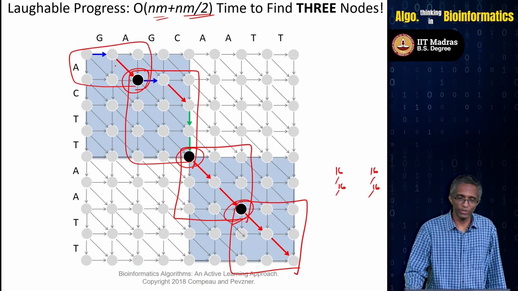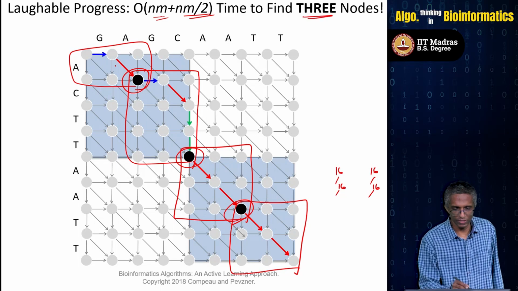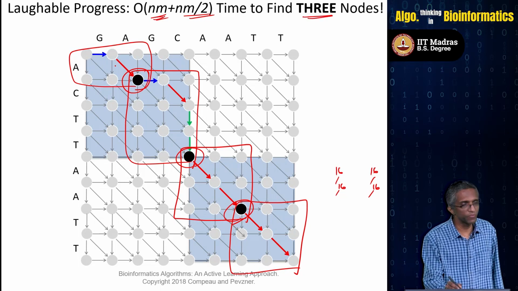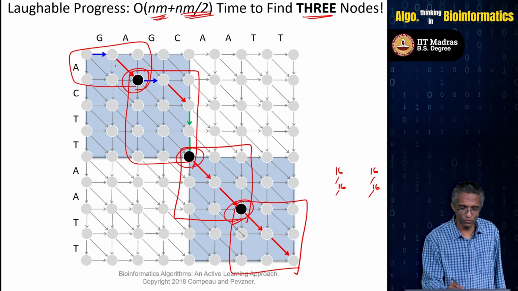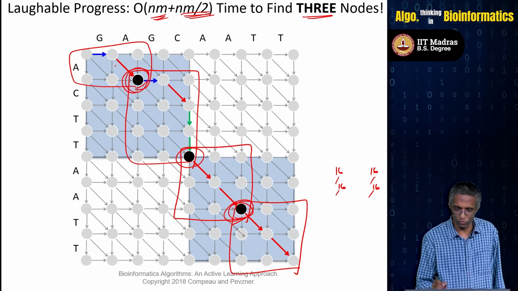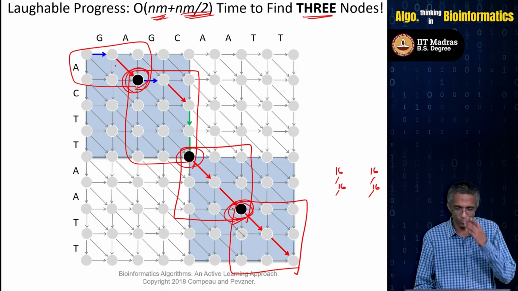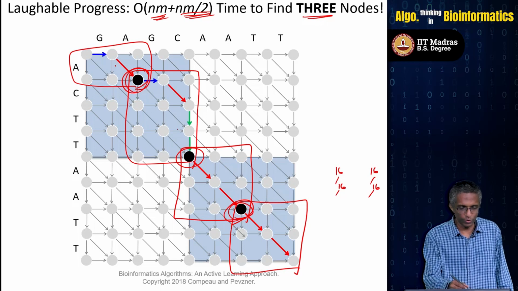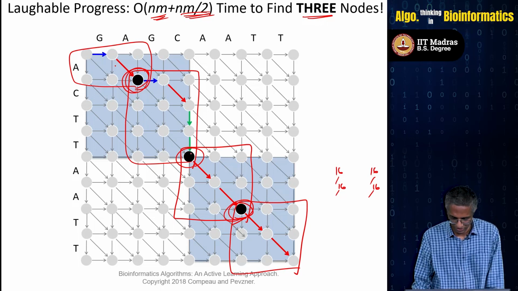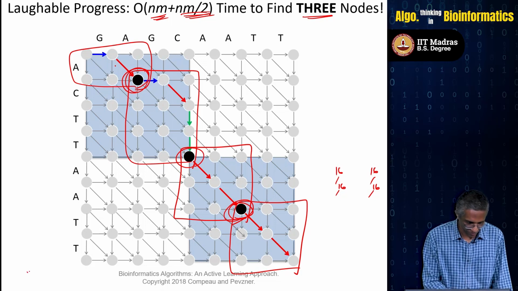Okay, so you have now found 3 nodes in time order of nm for finding the first node, and nm over 2 for finding this black node and the other 2 black nodes, right? So now we have these 4 other subproblems that I have drawn as these rectangles, and okay.